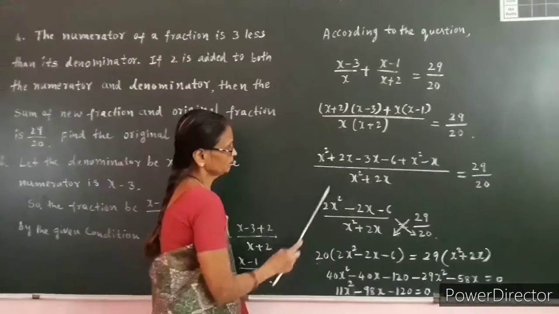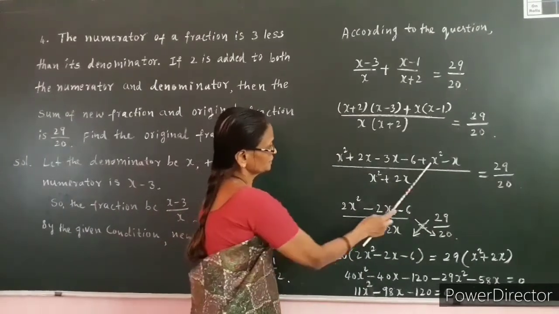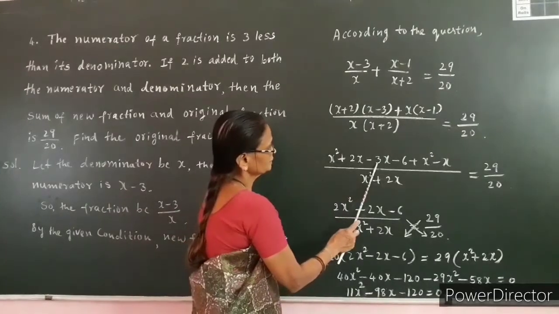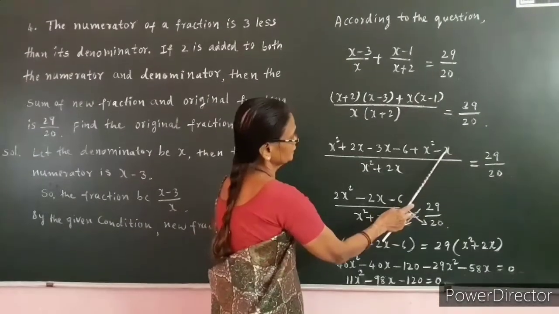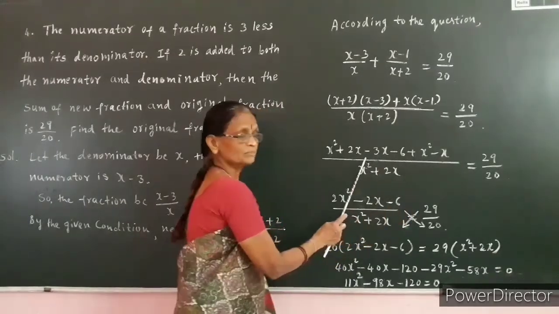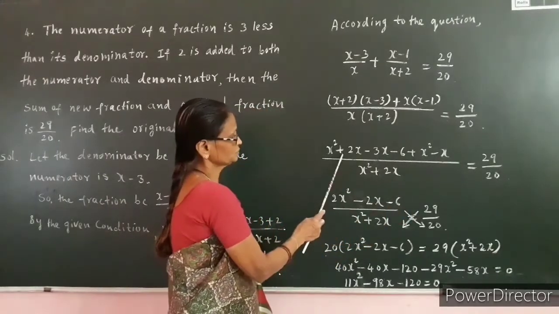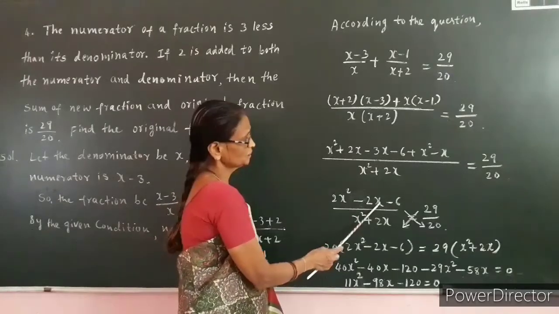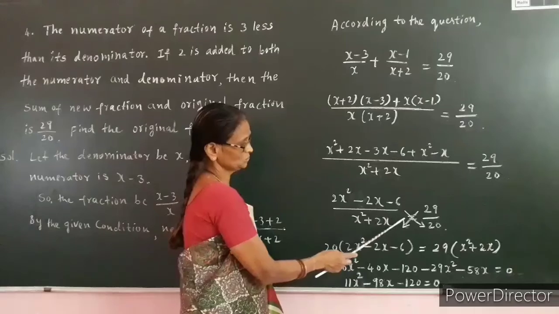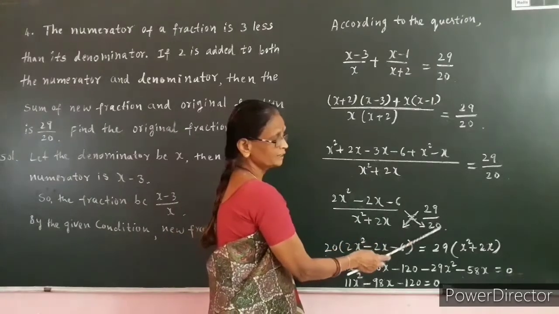Simplify the numerator. You will get x square plus x square is 2x square. Here minus 3x is there, here minus x is there. Add up minus 3x and minus x, will give minus 4x. Minus 4x plus 2x is minus 2x. Minus 6, by x square plus 2x, equal to 29 by 20.